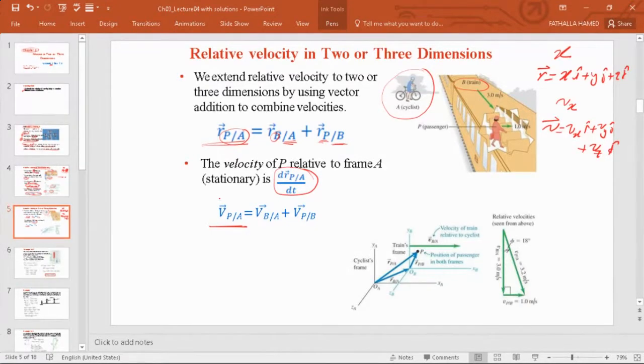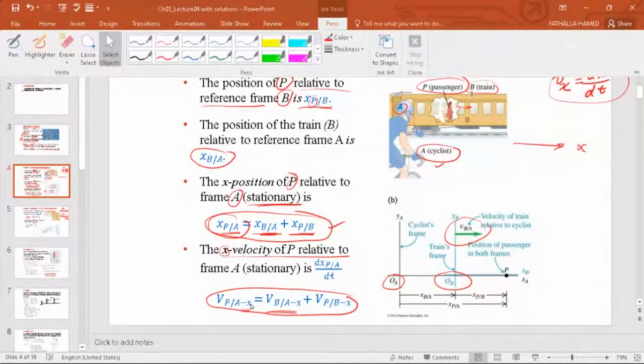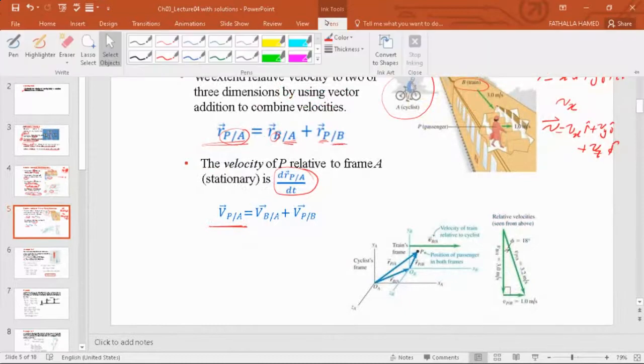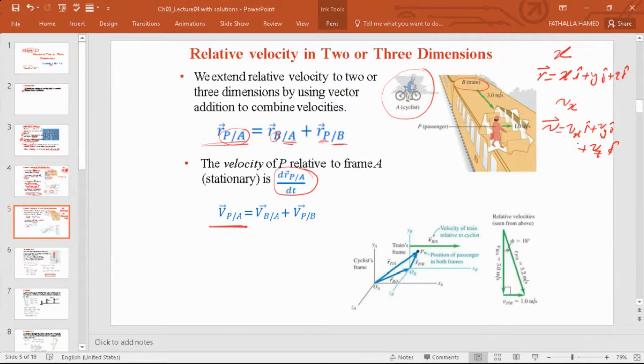And of course, you see a vector sign on top of V here. In the previous slide, you see that we have what here? We have an X. It's only an X component. But here, you don't see an X here. You have an arrow on the top. That basically contains X component, Y component, and Z component, and so on. So the relative velocity of the passenger relative to the observer, which is A, should equal to the velocity of the train relative to A plus the velocity of the passenger relative to the train. So now we have extended the relative position to a relative position vector and the relative velocity in 1D to a relative velocity vector.